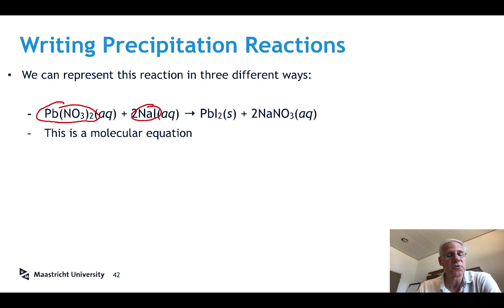We know that they're ionic because we've written AQ afterwards, that little aqueous, and that means that we know that those are dissolved. They're dissociated in solution as ions. The same goes for our sodium nitrate here. One thing that's written a little bit differently is our lead iodide. We saw that the lead iodide formed a precipitate, which means it's a solid, and so we keep that as a solid. So this is called a molecular equation or complete molecular equation.